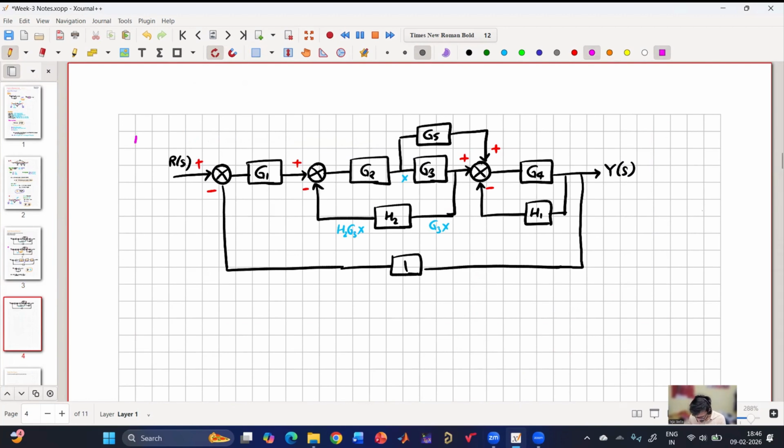Any doubt, anyone? Okay. So if you don't have any doubt, let us start. First, we have to draw the signal flow graph, right?